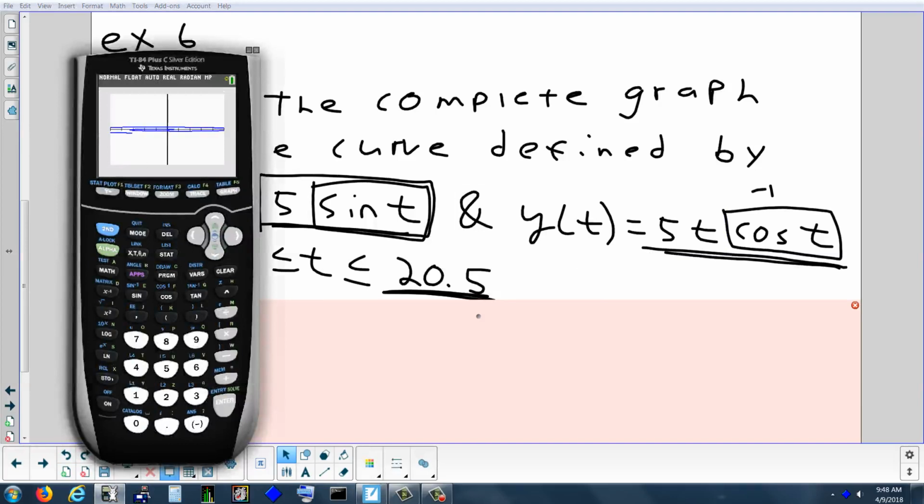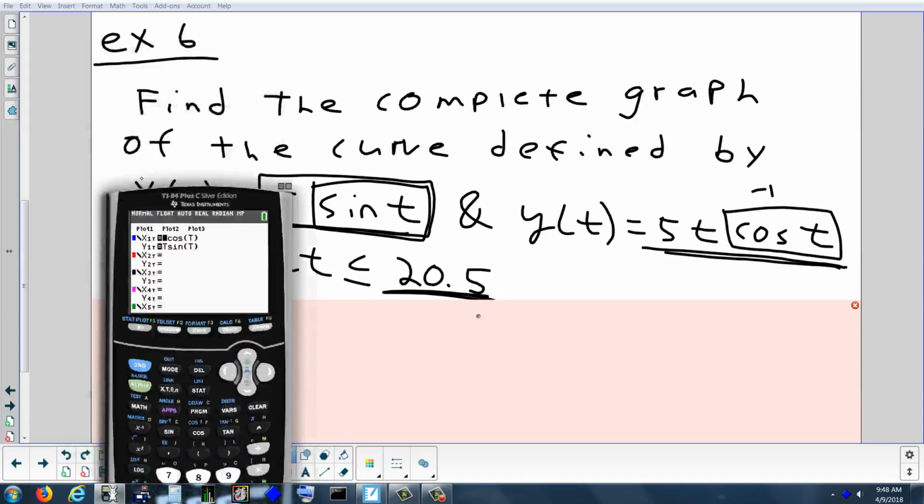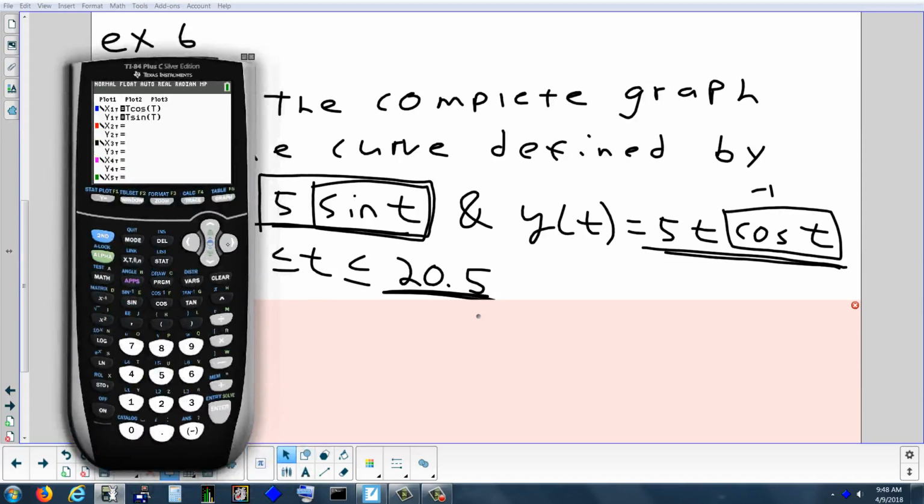So it's staying between -5 and 5. It looks a little squished to me, so the first thing I'm going to do is actually type in the problem, because I didn't do that. Everything else, though, is fine. So 5 sine t, 5t cosine t. Now it hopefully shouldn't look as squished.